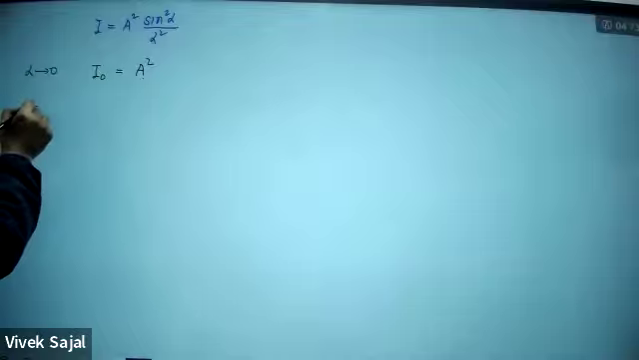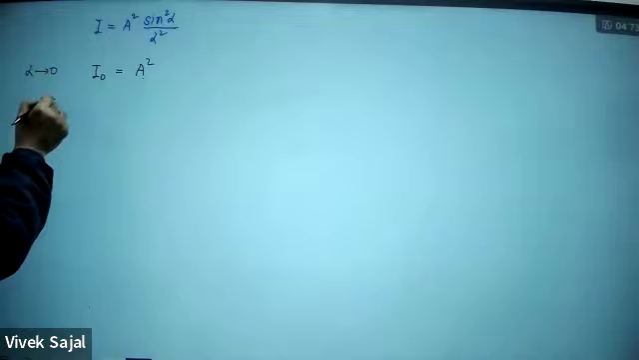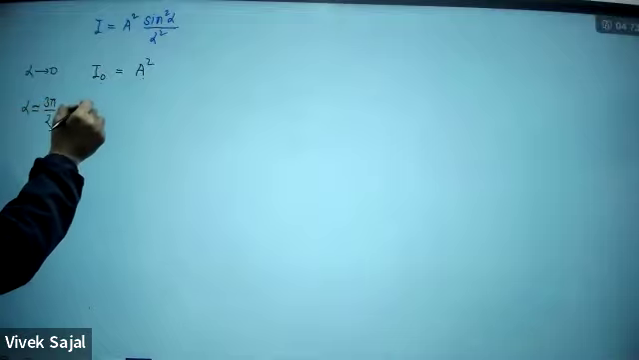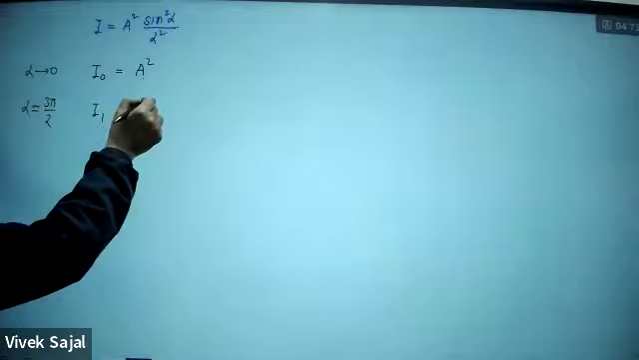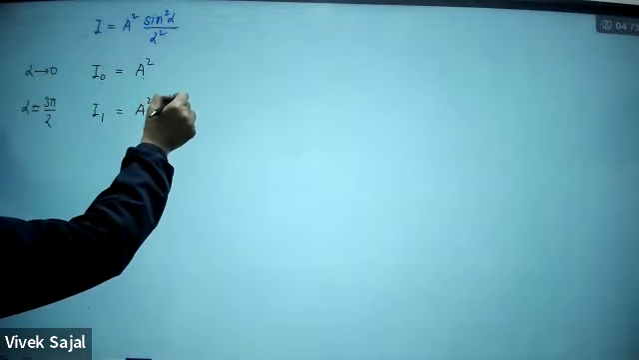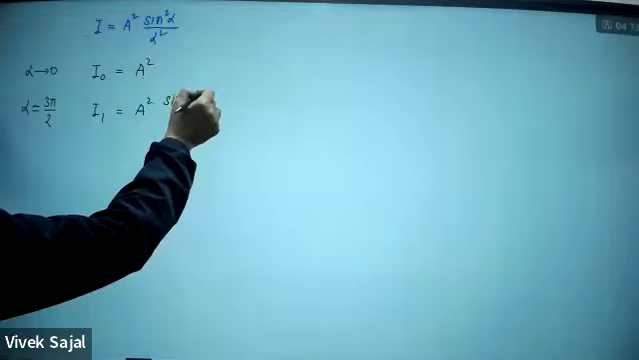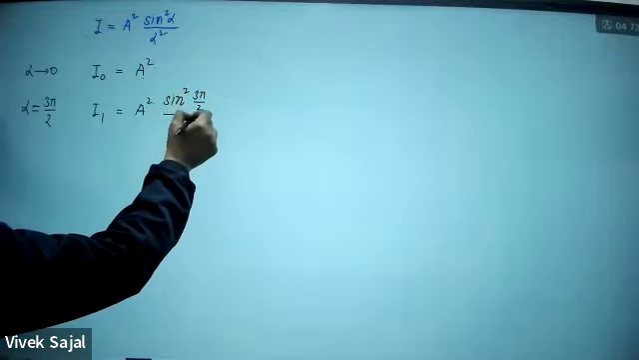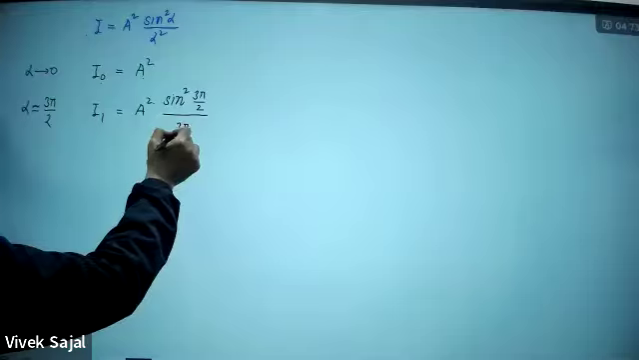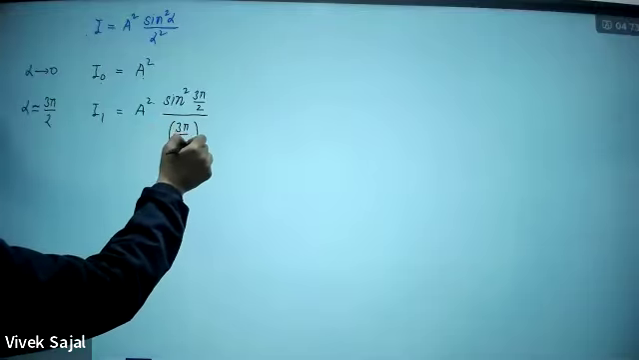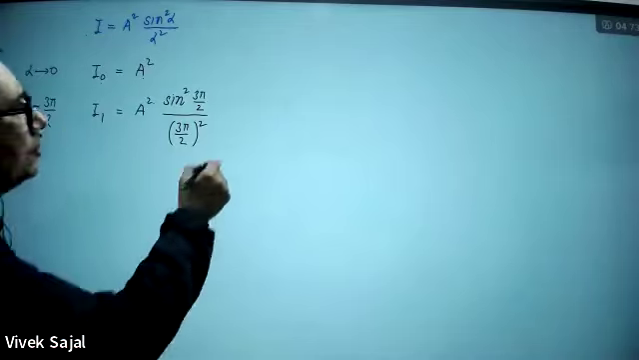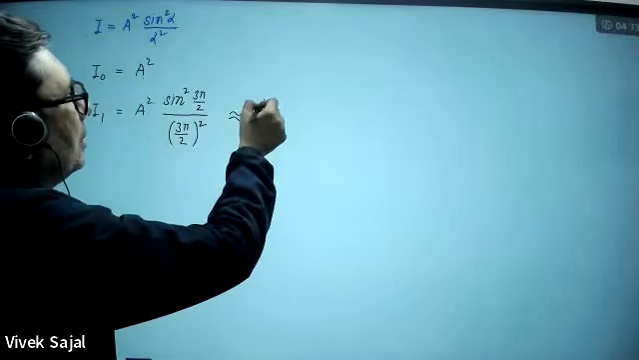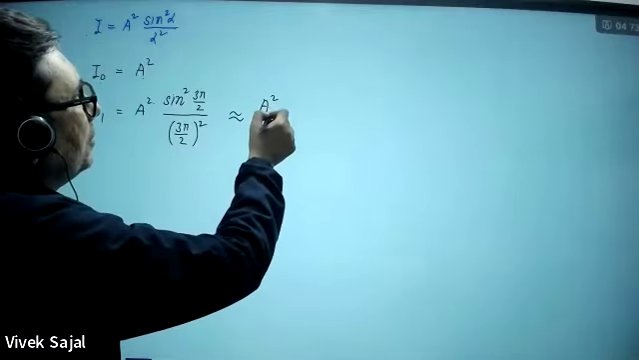For alpha nearly equal to 3 pi by 2, you will get first order maxima. So what will be I1? I1 will be A square sine square 3 pi by 2 divided by 3 pi by 2 whole square. You are going to get this. How much will you get? You will get nearly A square by 22.